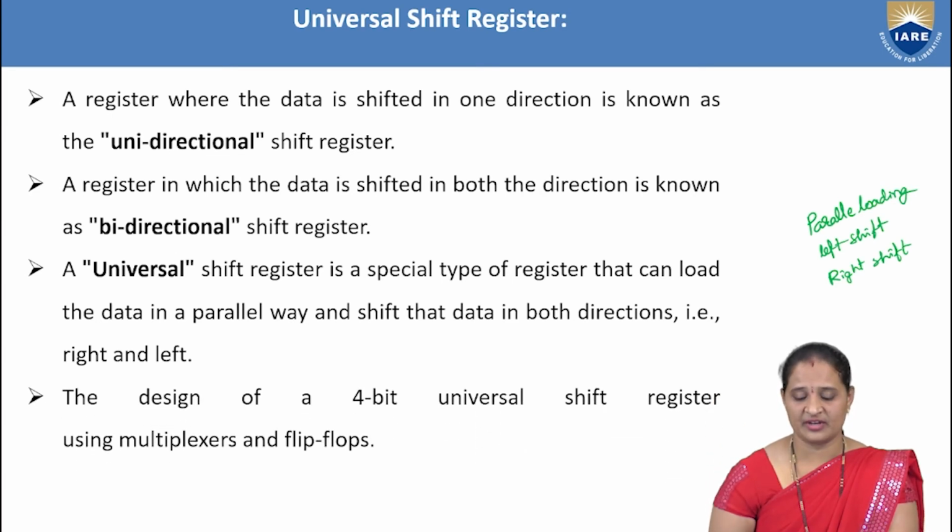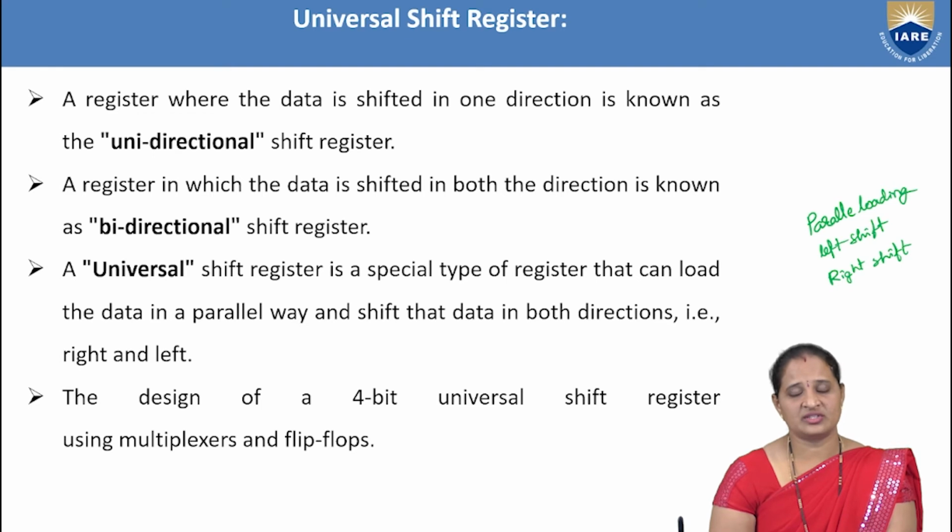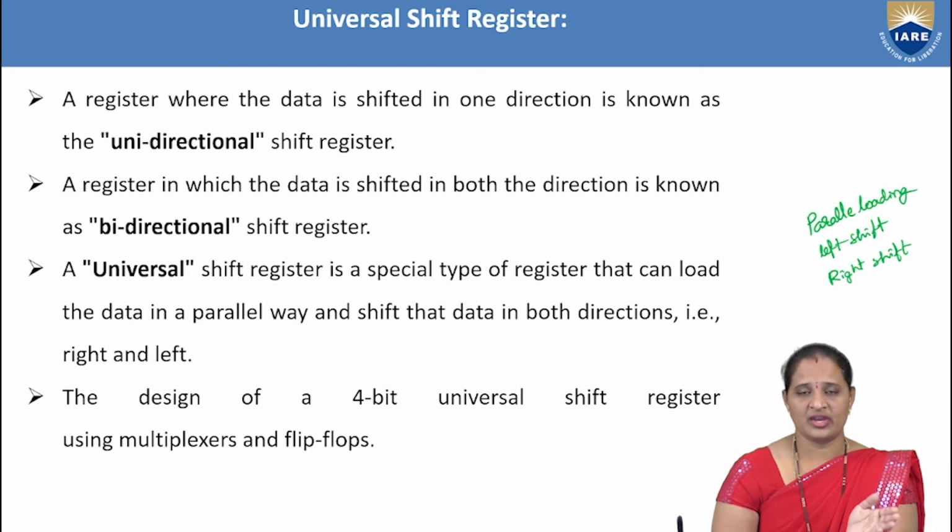So let us see the definition of a universal shift register again. A universal shift register is a register in which we can load the data in a parallel way and also shift the data in either direction, that is from left to right or right to left. So that is called a universal shift register.